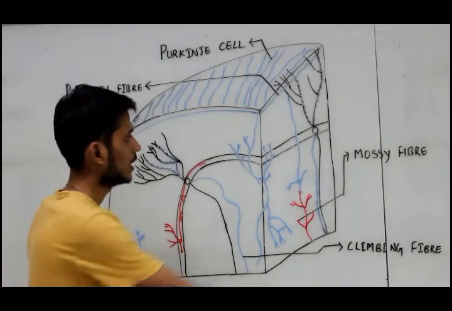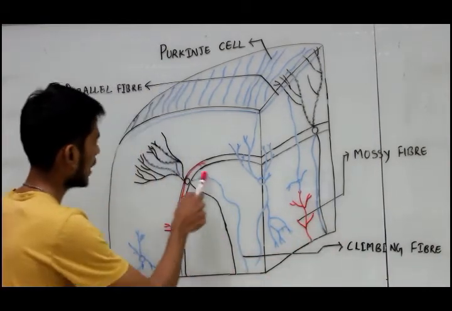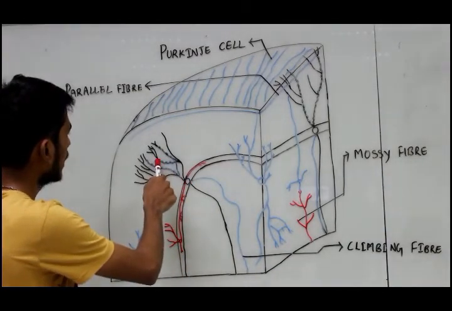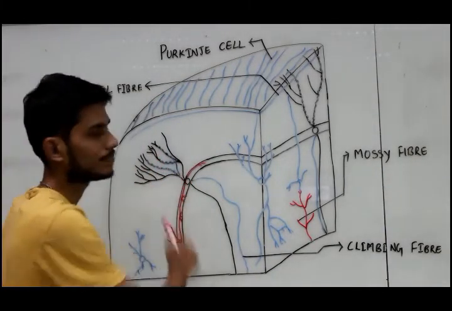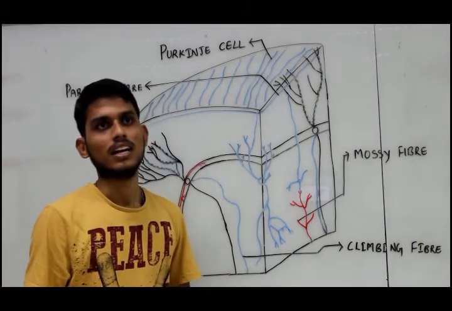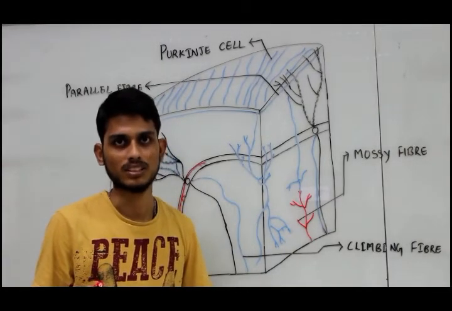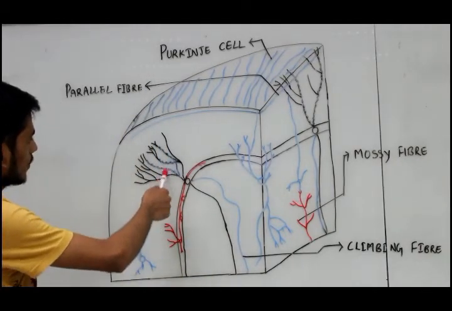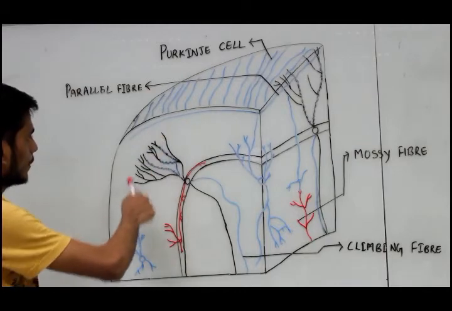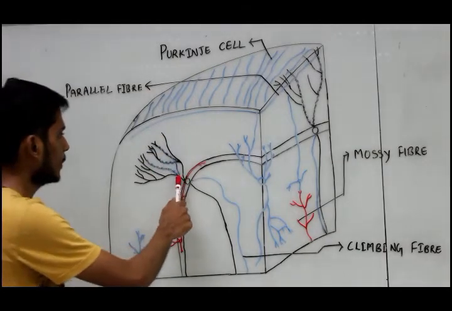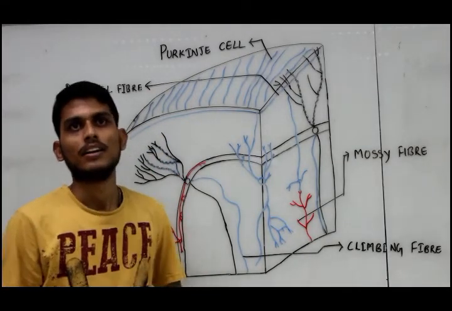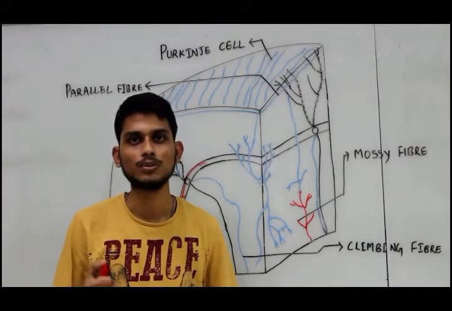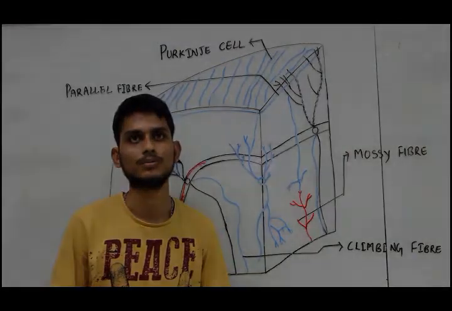Coming to the next, climbing fibers. These are the climbing fibers. As you can see, these are all climbing all the way to the dendrites of the Purkinje cells. They are called climbing fibers because you can see the structure: they are climbing and wrapping around the dendrites of the Purkinje cells. These are called Purkinje axons. They exclusively originate from the olive cells, or inferior olive.